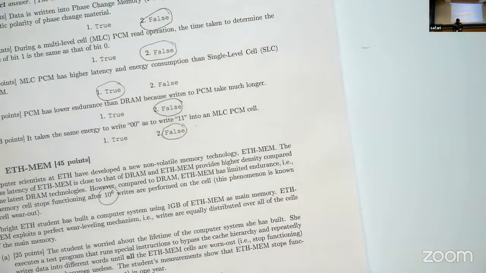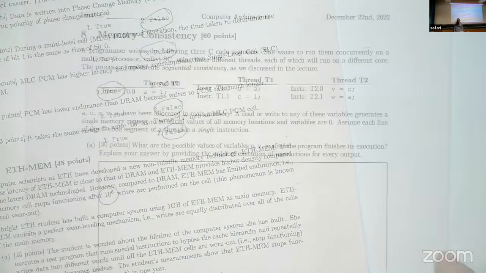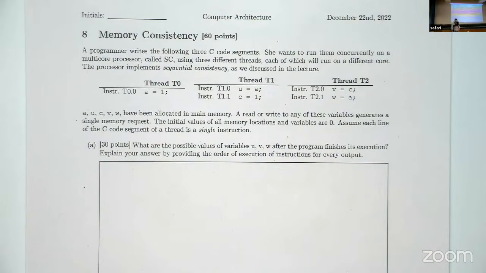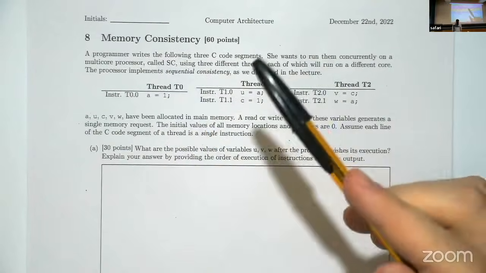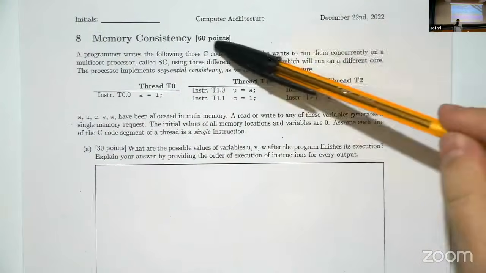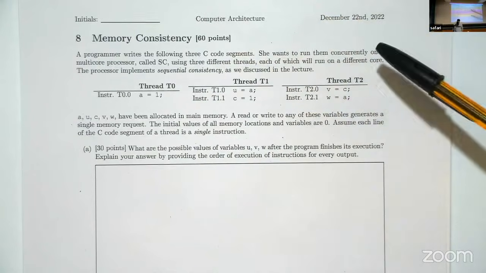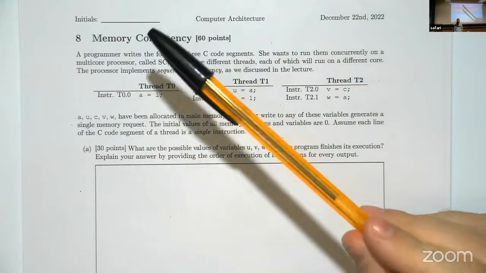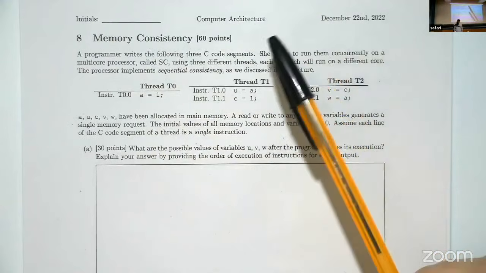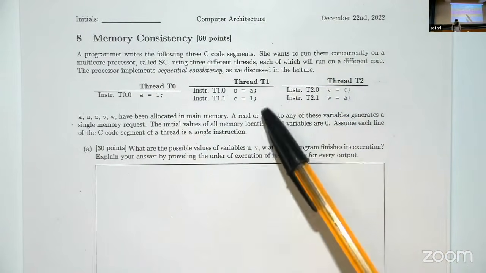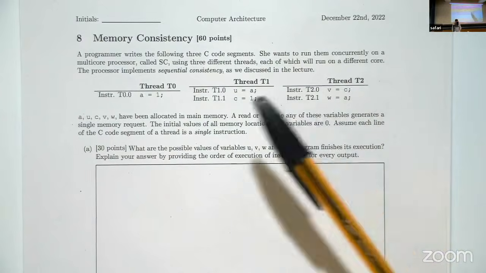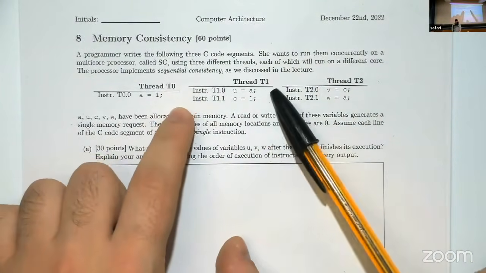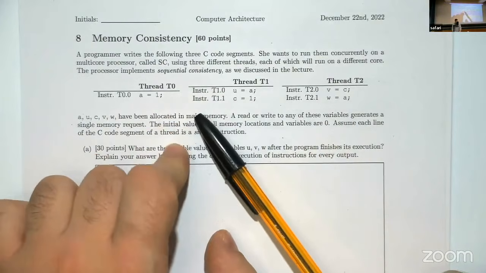So it basically depends on one equation that you need to know to find out the wear out time and the different write latencies. Okay, this is the memory consistency question. A programmer writes the following 3 C code segments. She wants to run them concurrently on a multi-core processor called SC using 3 different threads, each of which will run on a different core, and the processor implements sequential consistency as we discussed in the lecture.